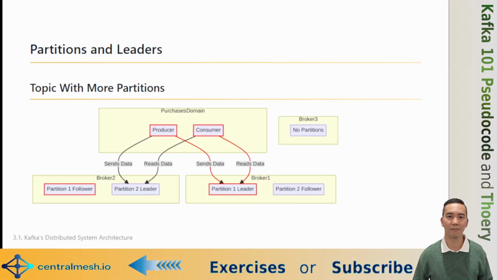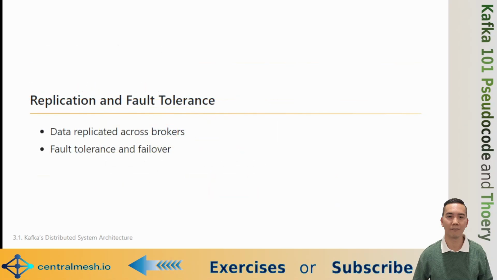In this setup, the producer sends data to the leader of partition 1, which is on broker 1. The leader replicates the data to its follower, which is on broker 2. Consumers can only read from the leader, ensuring consistency in data access. To ensure data durability, Kafka uses replication. Each partition's leader replicates the data to its followers, which can take over if the leader fails. This is how Kafka achieves fault tolerance.